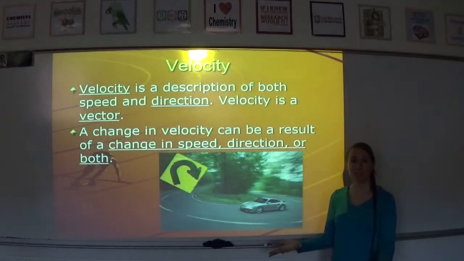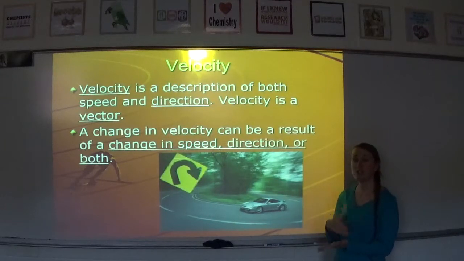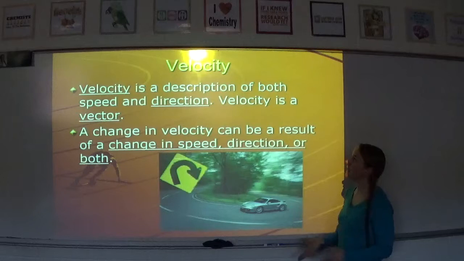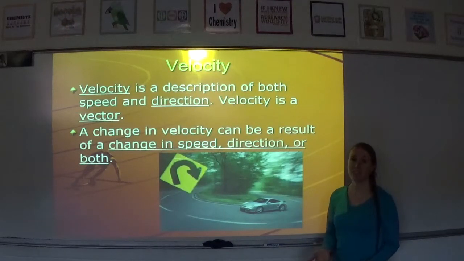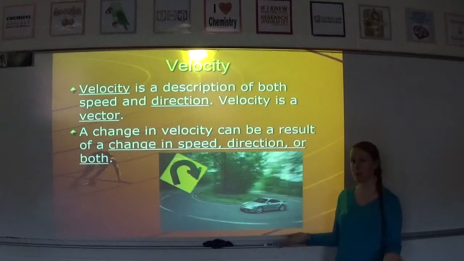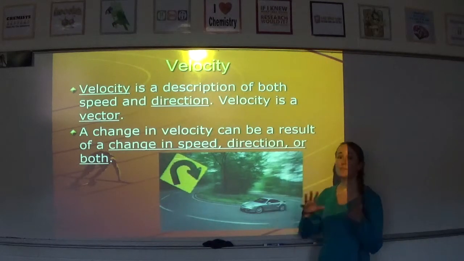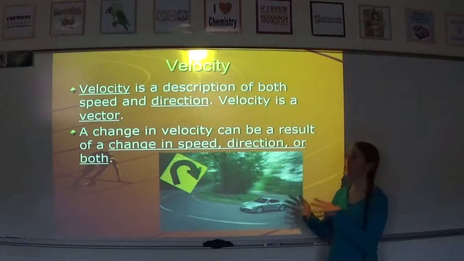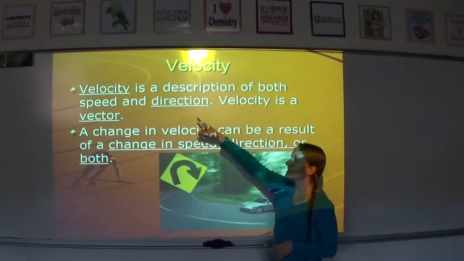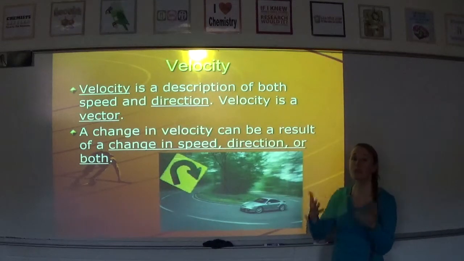So let's talk about velocity now. Speed was our distance over time. Velocity is a description of both speed and direction. Velocity is a vector. If you watched the section 11.1 lesson video, we talked about vectors. They have a magnitude, which is a number, and a direction. In other words, velocity is just speed, but with a direction.